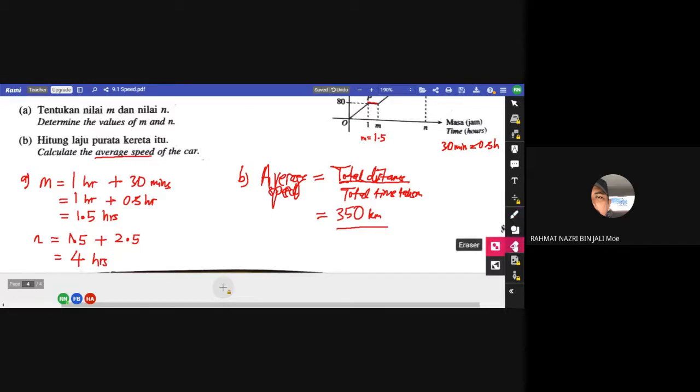Do not confuse this one. This one is 1.5. Okay, so the total time taken is 4 hours. 350 divided by 4 gives 87.5 kilometer per hour. Thank you, Gloria.